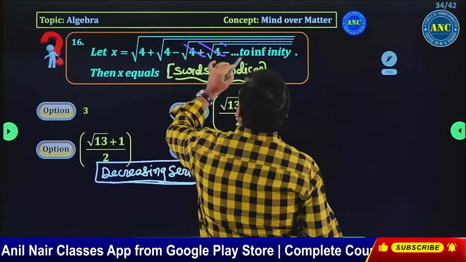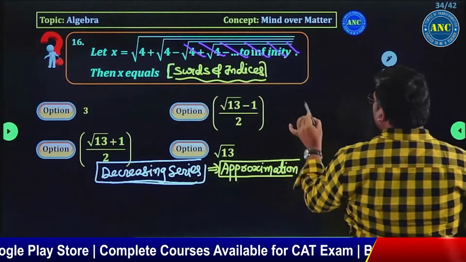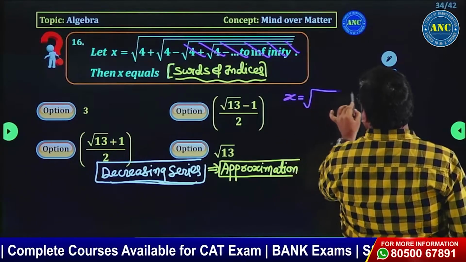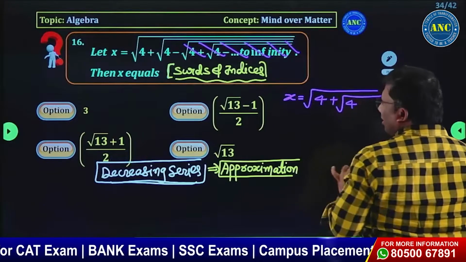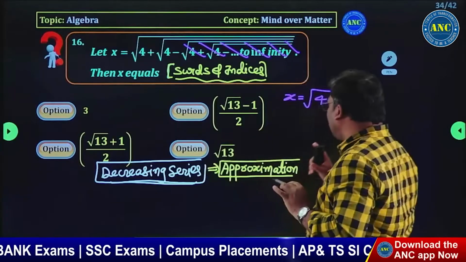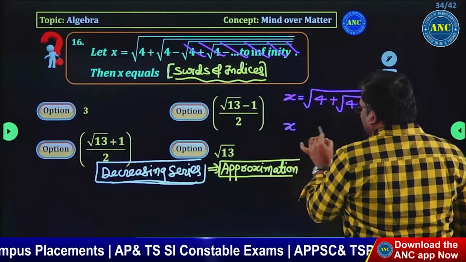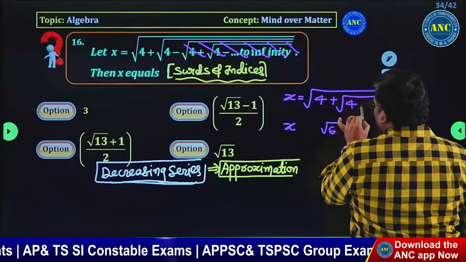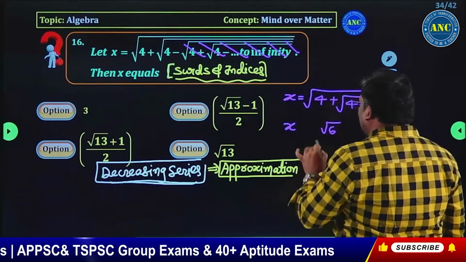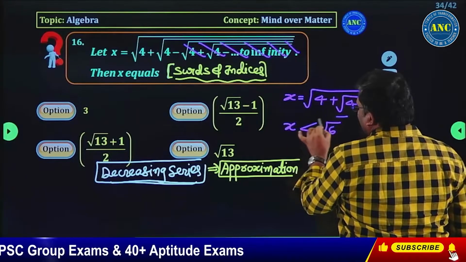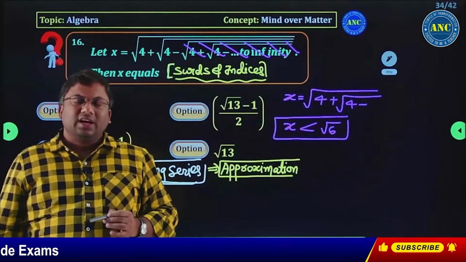If this is not there, what would have been the answer? x is equivalent to root of 4 plus root of 4. After 4, if the minus is not there, the answer would have become root of 2 plus 4, that is root 6. But it is 4 minus. Under root, 4 is 2; under root of 4 minus, it is less than 2. So 2 plus 4 is 6, which means x should be less than root 6.